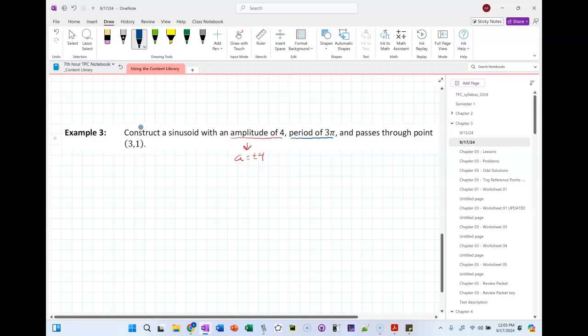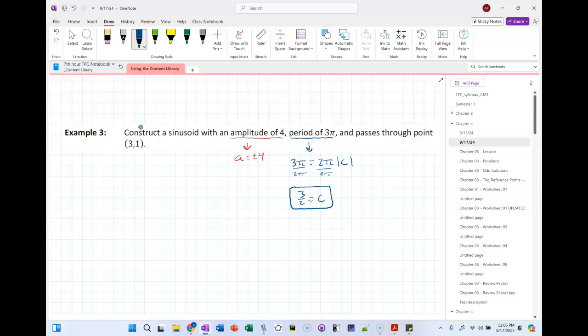If the period is 3 pi, what does that tell me? It tells me 3 pi equals 2 pi times the absolute value of c, right? So if I divide both sides by 2 pi, I get the absolute value of c is 3 over 2. So c is plus or minus 3 over 2, but we always pick the positive. So we have that. So far, so good.